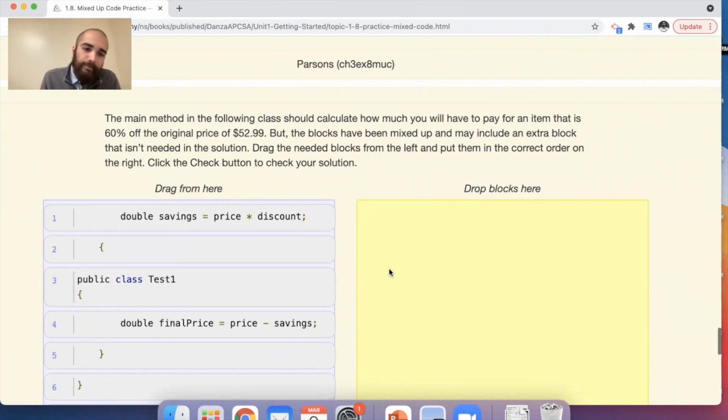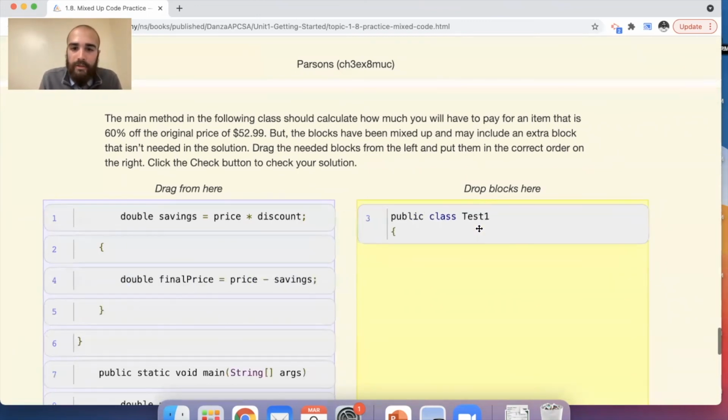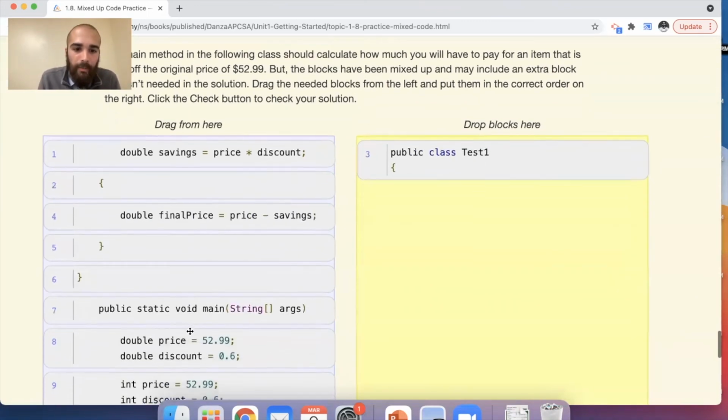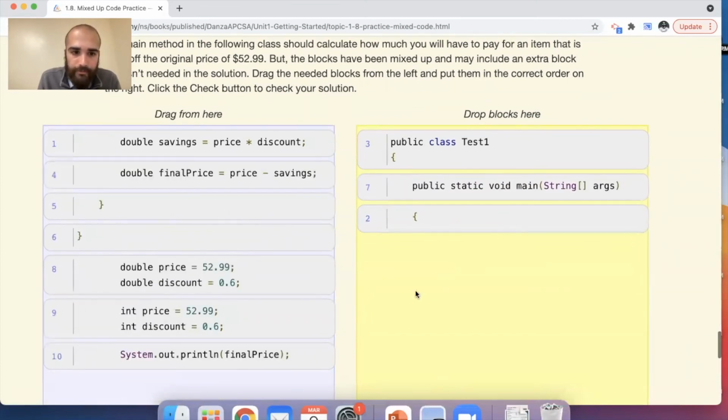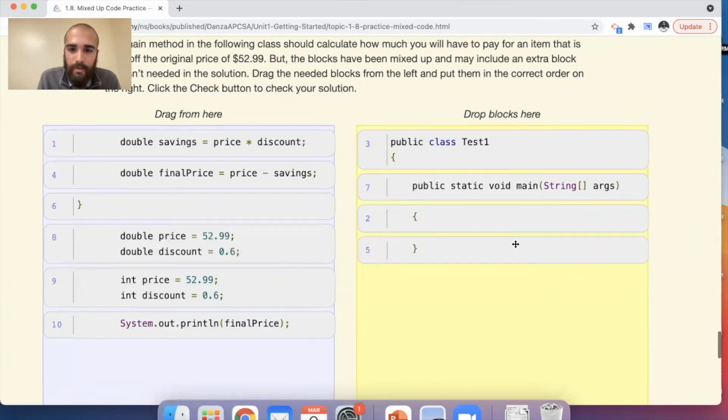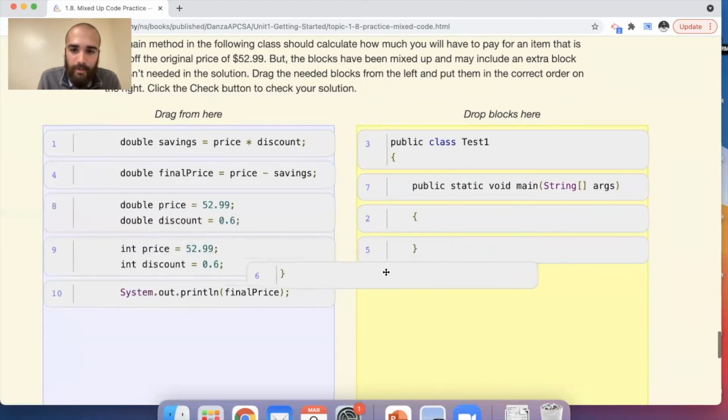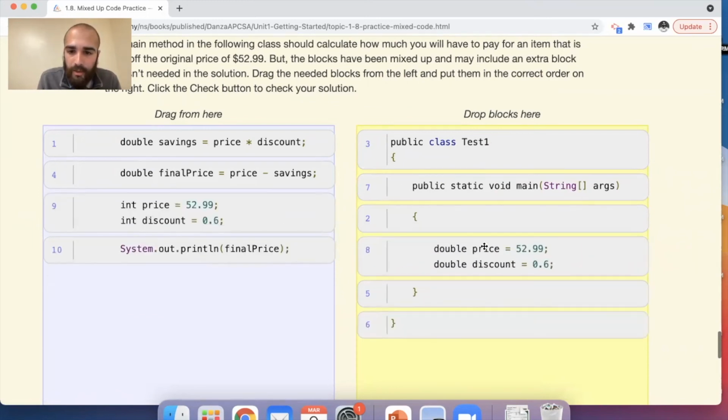All right. So let's go ahead and start this. Here's our class. We've got to put a main method in there. We've got to open our main method. And here's what I'm going to do. Check this out. I'm going to close my main method and close my class, so that I'm going to eventually put things between them, but I'm used to that. We know that it's not int price and it's not int discount. It's double price and double discount.